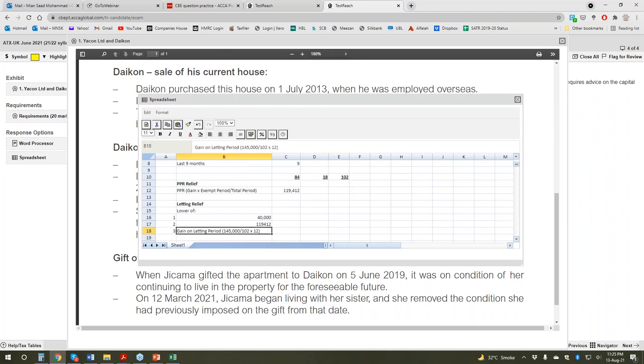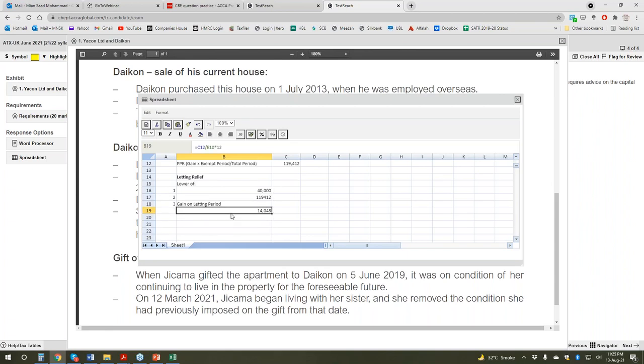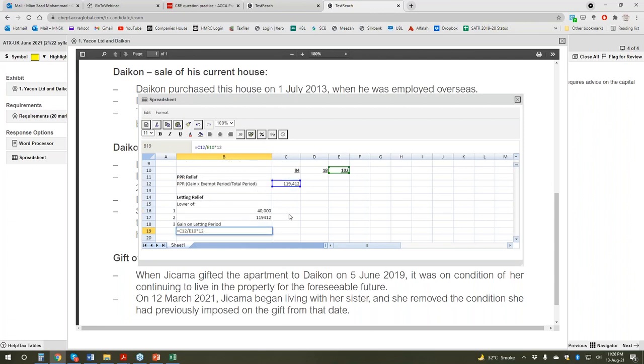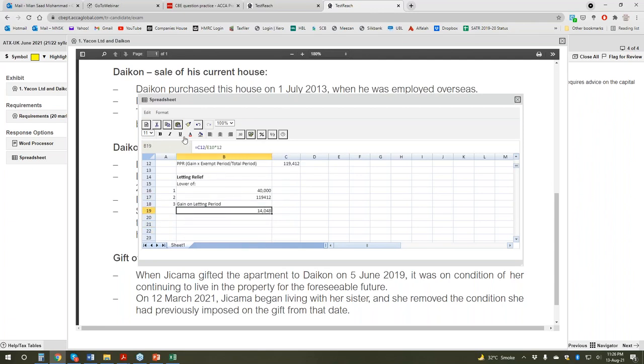So all we can do is copy this and use the formula here for that. That is this divided by this times 12. So this is our gain on letting period. So guys, out of the three, what do you think is the lower? Obviously, the gain on letting period is the lowest. So this will be the letting relief.